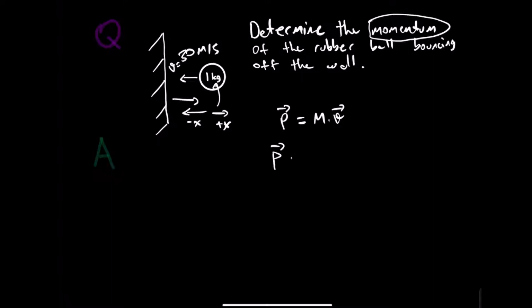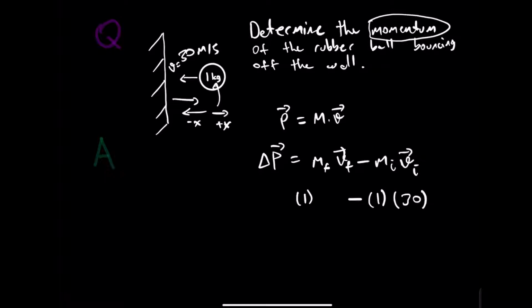So P is equal to m final and v final, minus m initial and velocity initial, so this is change in momentum, and these are both vector quantities. So the initial mass is 1 kilogram and the initial velocity is 30 meters over seconds. So the final mass is the same because there is no change in mass. But if you take a look at the velocity, it's going in a different direction. So it's going to be negative because it's a vector quantity, and it's going to be negative 30. And this is equal to change in momentum.